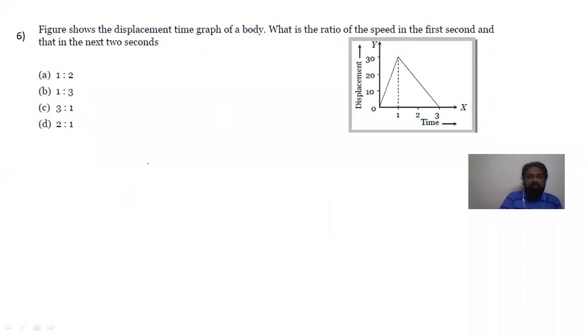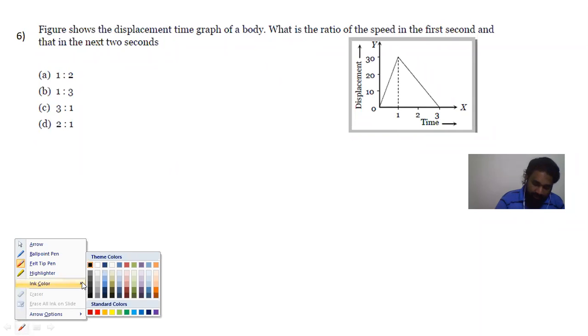Okay, what about this one? Figure shows displacement time graph of a body. What is the ratio of speed in the first second and in the next 2 seconds? So first second means 0 to 1 second, it will have a speed, and from 1 to 3 seconds, that duration it will have another speed. So what is going to be the ratio? That is the question. Can you do this?